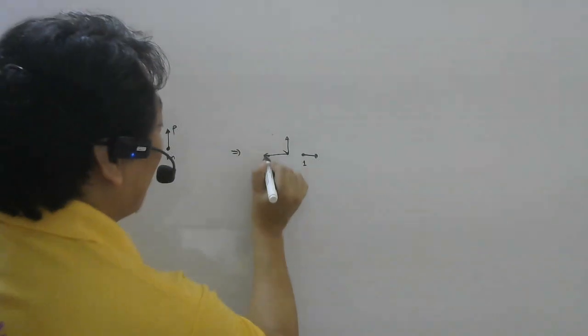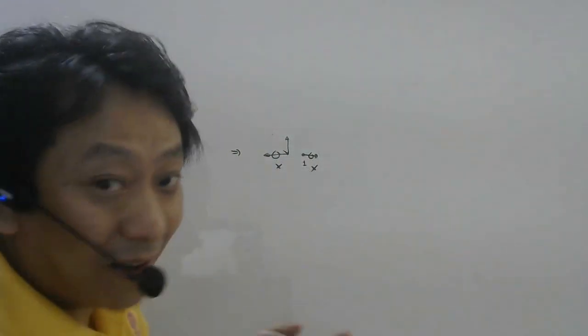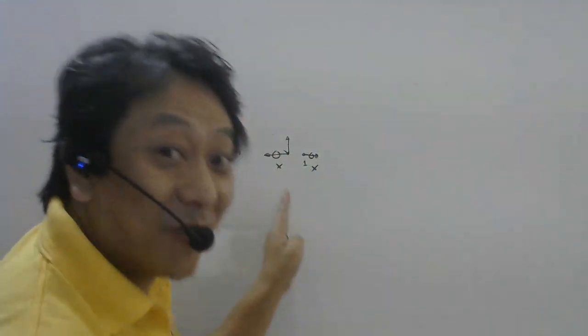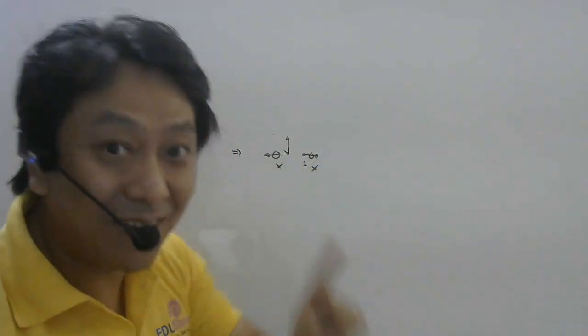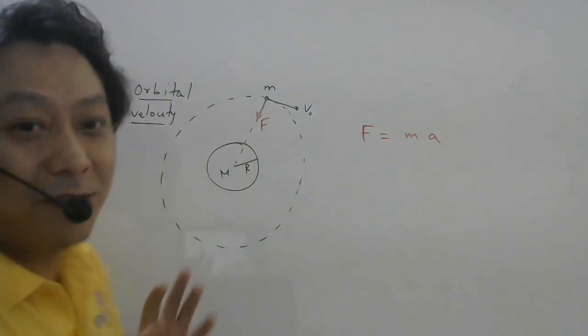Now see what will happen. This momentum and this momentum should cancel. Then initial momentum is along the y-axis, and final momentum is also along the y-axis. Then it is possible. The last part you should be knowing is about orbital velocity.